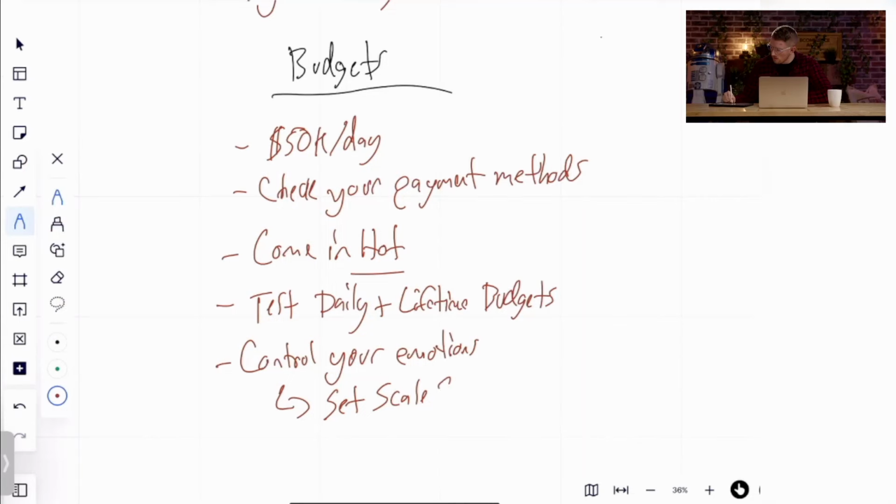And so what we want to do to help control our emotions is to set scale parameters. Meaning if by my defined decision-making windows, which I'm going to talk about in a moment, if by this period in time, my cost per acquisition or my cost per purchase is at this, or my ROAS is at this, then stop. If my CPA is at this or my ROAS is at this, then scale. And so you need to preset your parameters of what you're willing to do. And then that way it'll help remove the emotion from it.